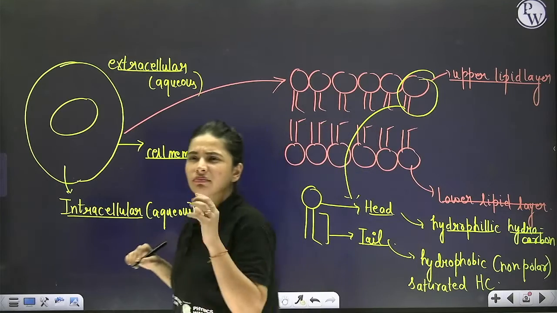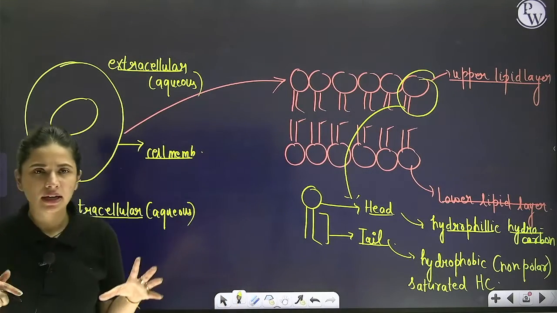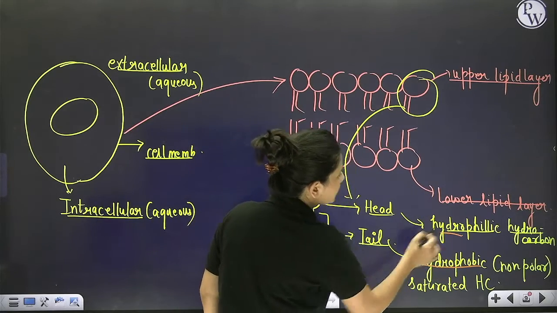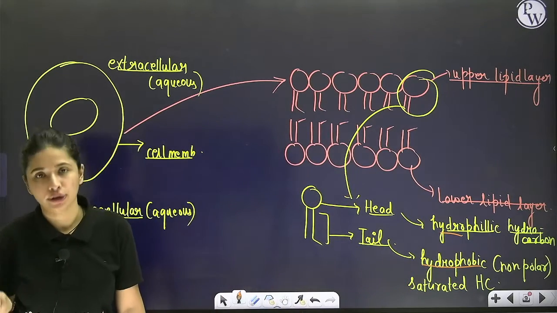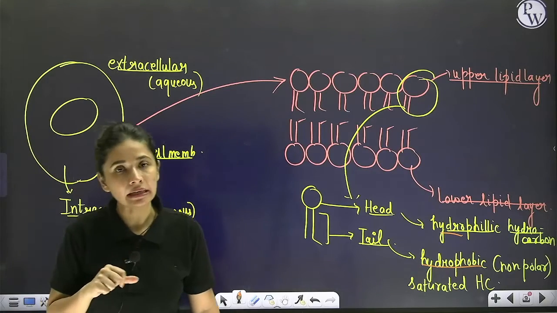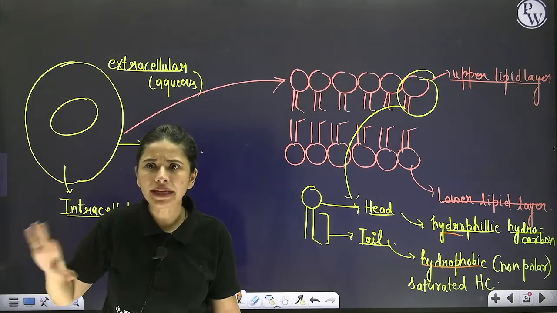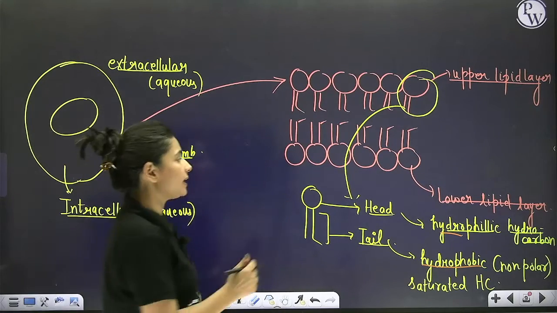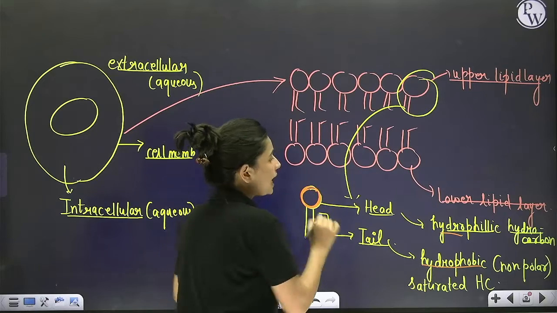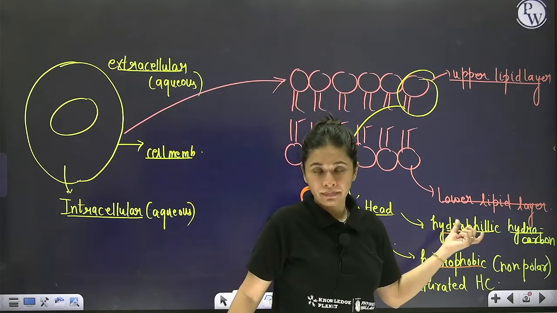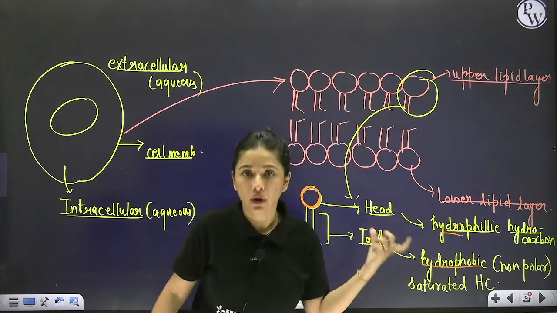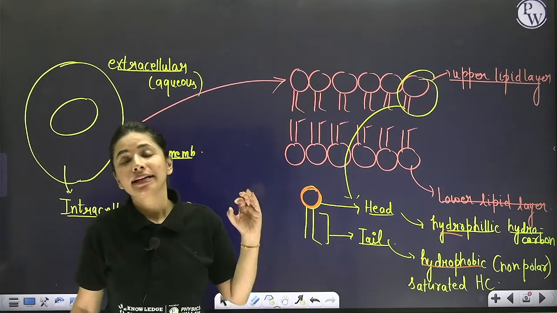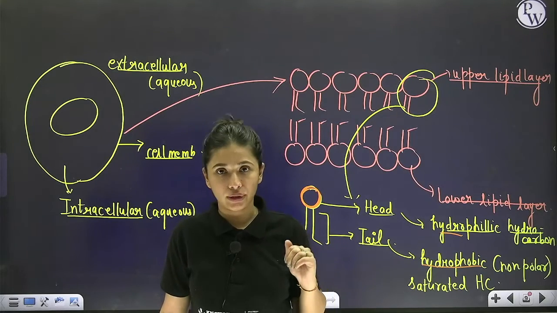Now, hydrophobic, hydrophilic, do you have any idea what these two terms actually stand for, beta? Hydro means water, philic means loving, phobic means going away from, scared of. So this head is basically, beta, hydrophilic in nature. That means it loves water. Hydrophobic tail means the tail is scared of water.